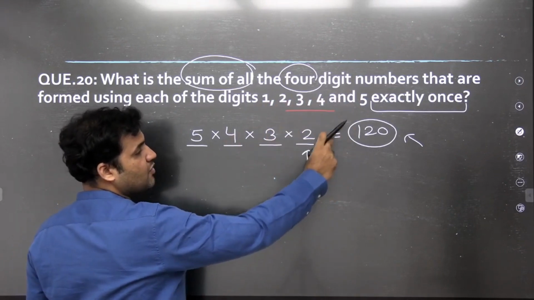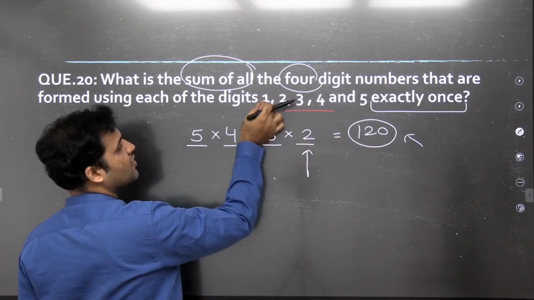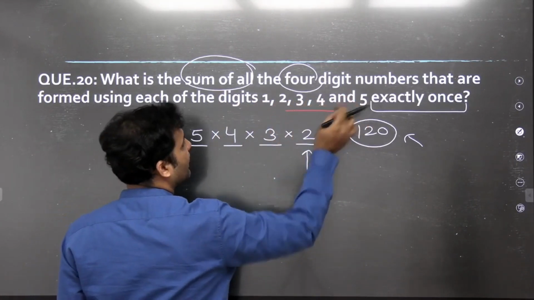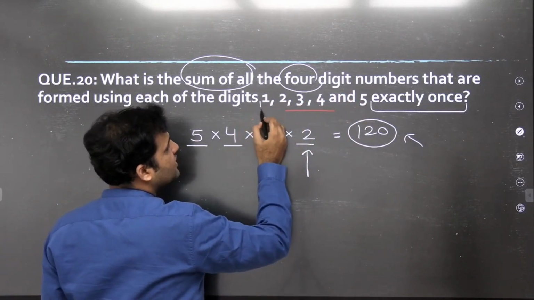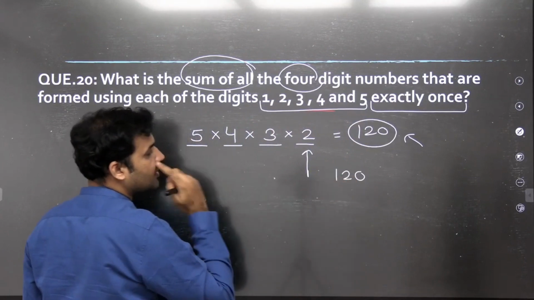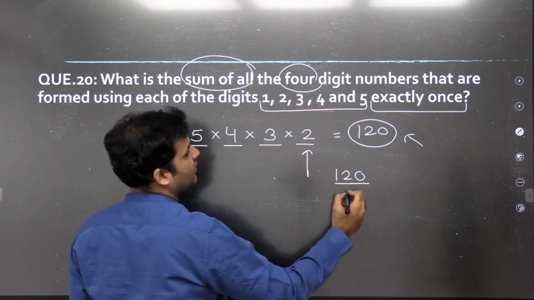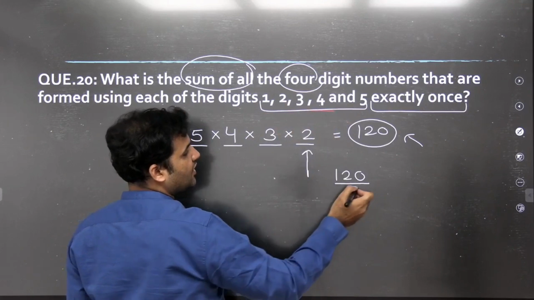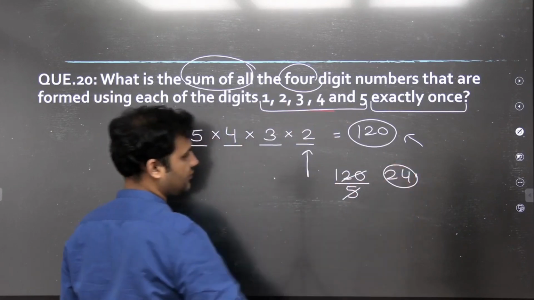Out of 120 numbers, how many have 1 at the unit position, 2 at the unit position, and 3, and 4, and 5? We know that the total number of digits we have is 5. So out of 120 numbers, every digit will come over here 24 times. If I divide 120 by 5, I'll get 24.